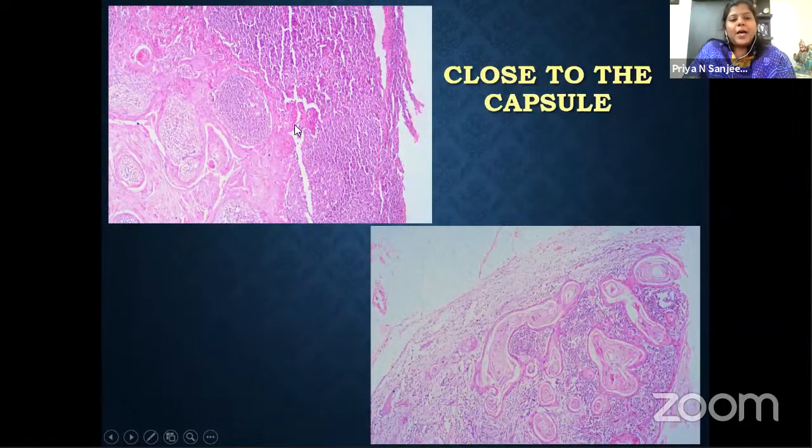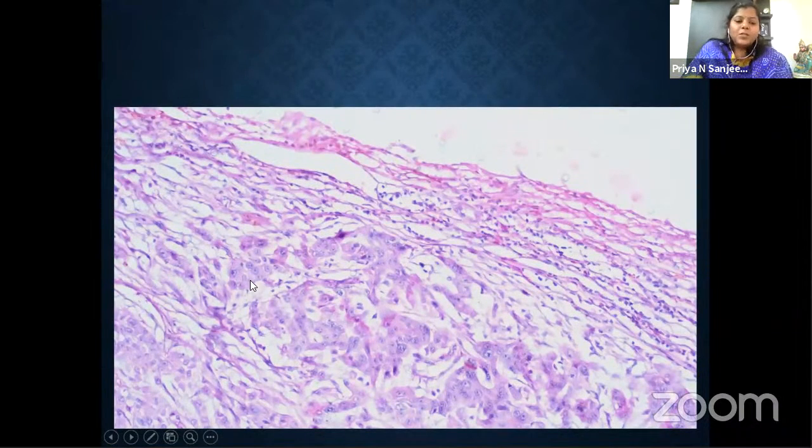Sometimes the tumor islands are close to the capsule, and we have to mention that in the report. We can also measure the distance of the tumor islands to the capsule. So here you can see the squamous islands, dysplastic islands reaching the capsule, and here again a thin rim of normal capsule and a lot of keratin pearls. So some dysplastic cells are close to the capsule here.